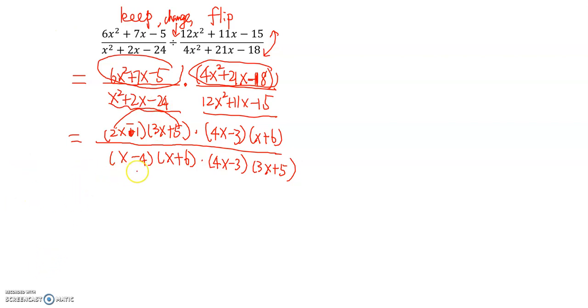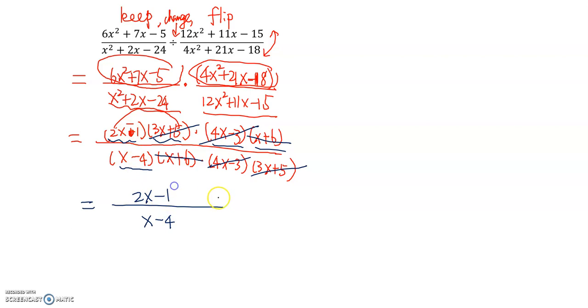Okay, so now we've done the major step, which is factoring. Everything is factored now, and neither of these factors can be factored further. Now we just need to find the common factors so we can cross them out. For example, 4x minus 3 and 4x minus 3, x plus 6 and x plus 6, and 3x plus 5 and 3x plus 5. Let's copy down what's left. We have the bottom, x minus 4, the top, 2x minus 1. And that's the final answer.